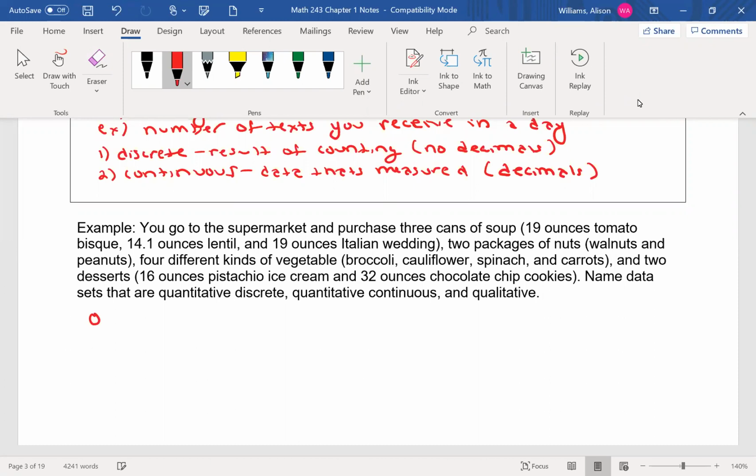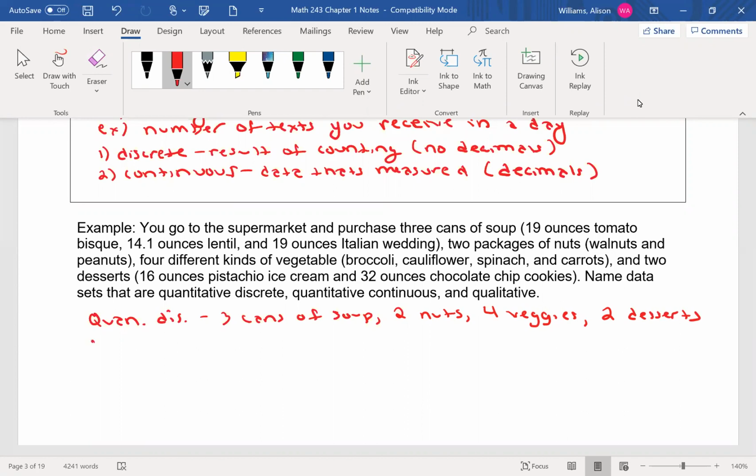So for quantitative discrete, here I'm going to abbreviate that. Okay, quantitative discrete. That would be the 3 cans of soup, the 2 packages of nuts, the 4 kinds of veggies, and 2 desserts. All right, so that's quantitative discrete.